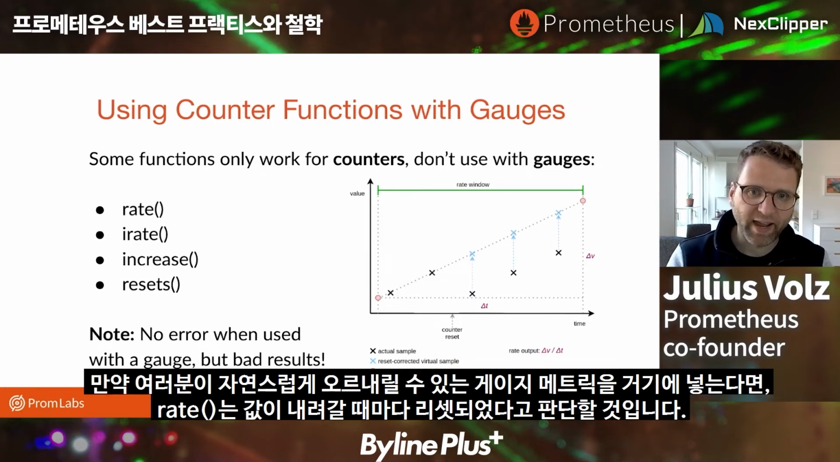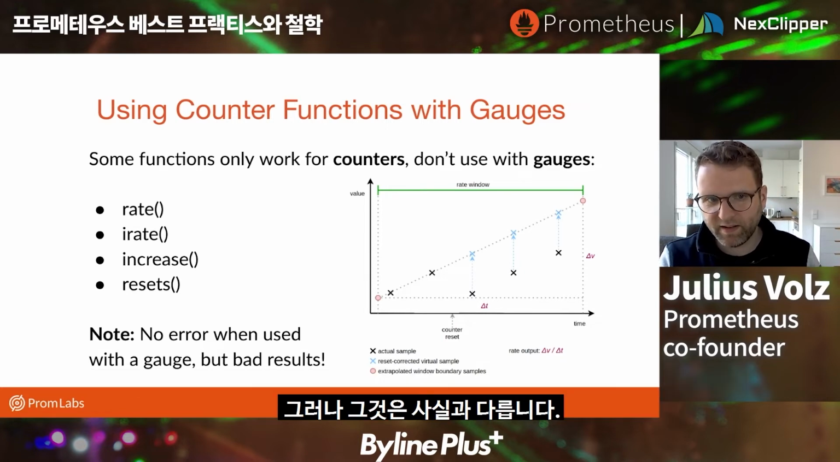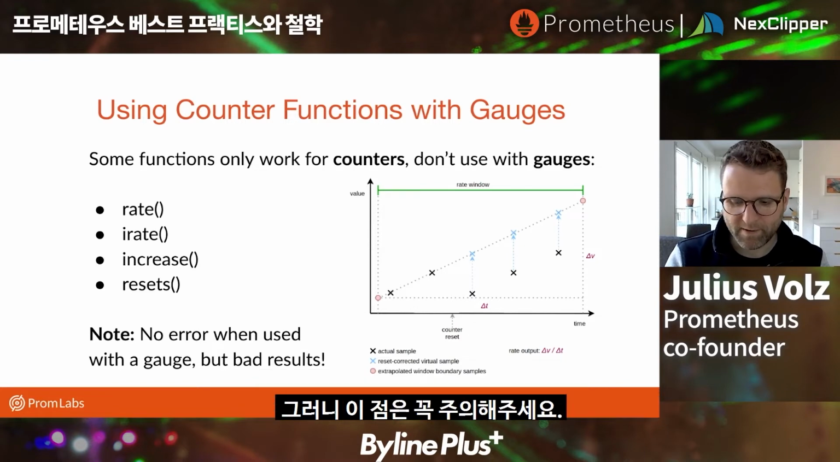So if you put a gauge metric in there, which can naturally go up or down, the rate function will still think, for every time it goes down, it was a reset, which is not semantically true anymore. So it will not actually give you an error because it cannot really detect that it's not a counter metric, but it will give you a wrong result. So be really aware of that.